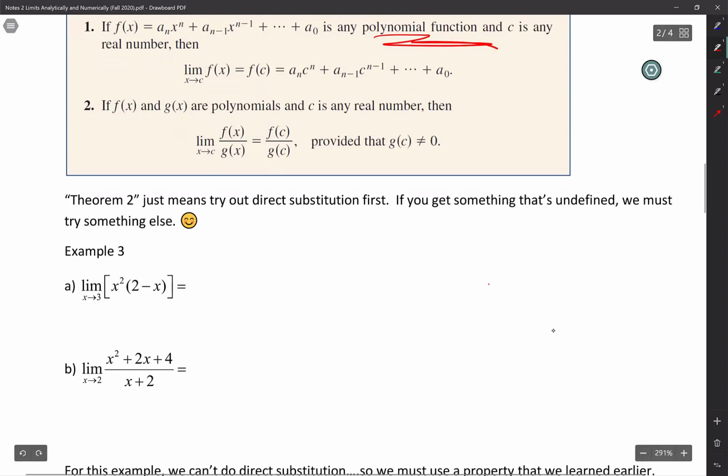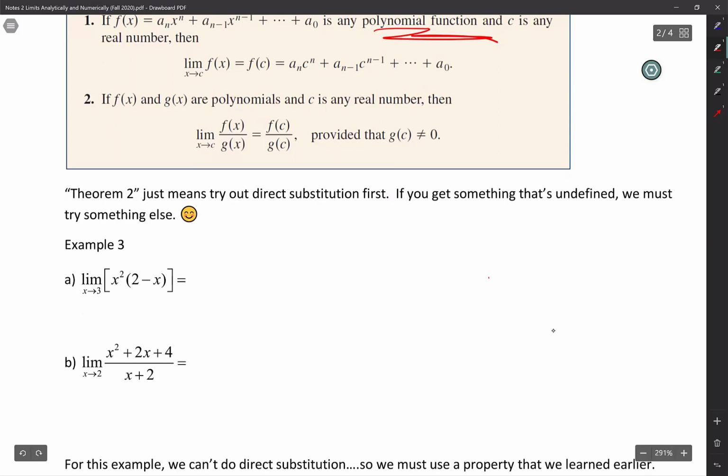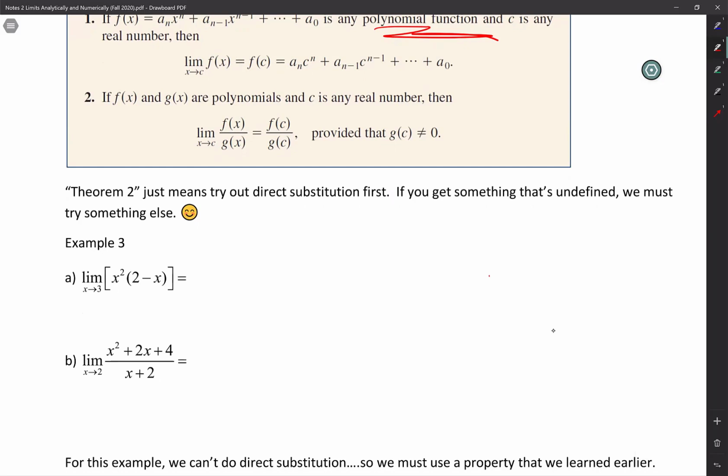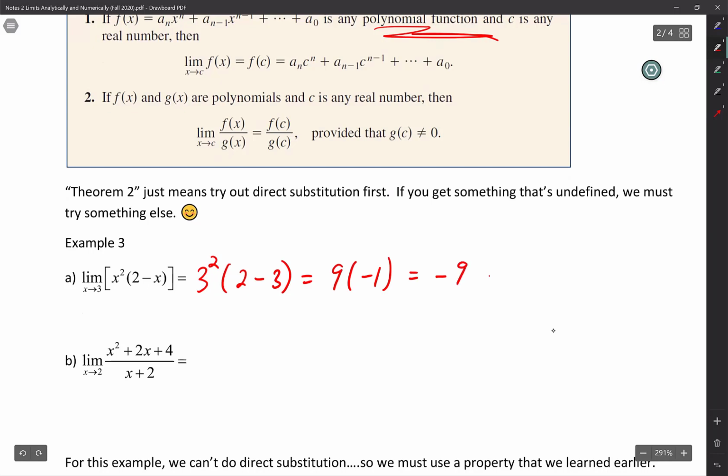So look at this letter A. Look at example 3 here. It says the limit of x squared times 2 minus x when x is approaching 3. Well, it's not a fraction. I can just do direct substitution. As soon as you do direct substitution, you do not need to write the word limit anymore. 3 squared, 2 minus 3. You don't have to write the word limit anymore because we're already evaluating it. 3 squared is 9. 2 minus 3 is negative 1. So you get negative 9. Cool, guys?